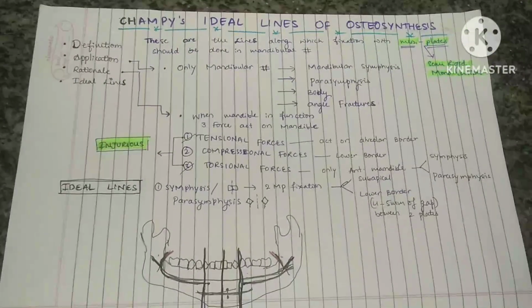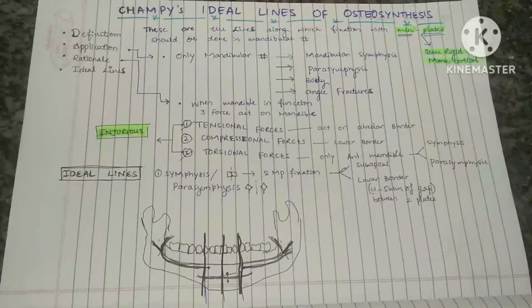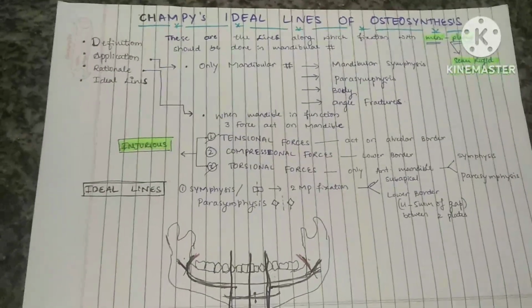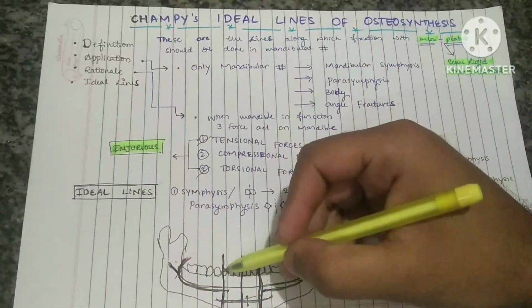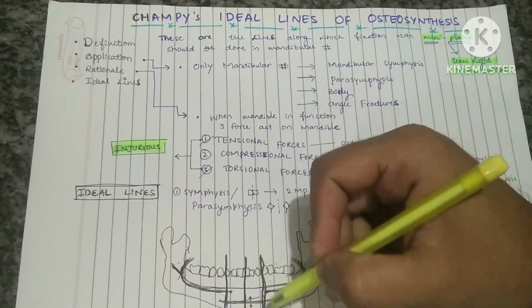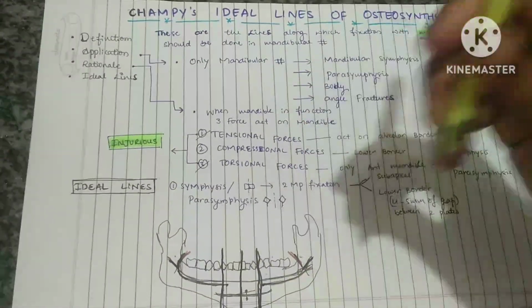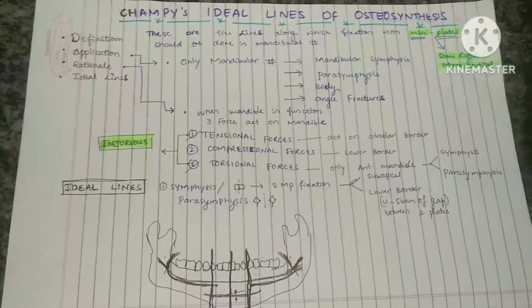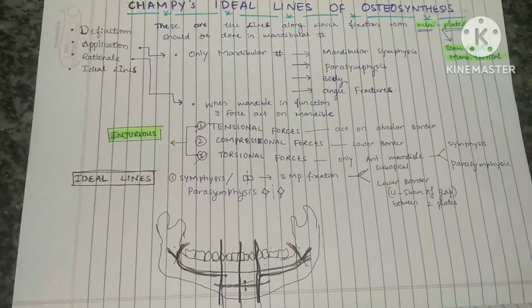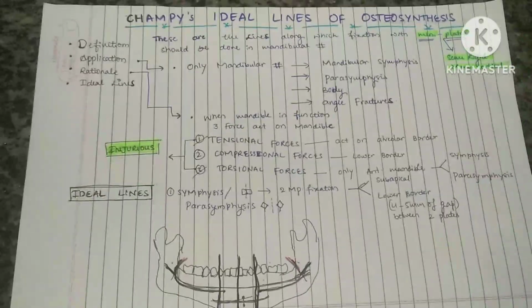And the second one is a parasymphysis fracture. These parasymphysis fractures are those occurring between the canines. Suppose this is the canine; between one canine and the other canine, the fracture lines run. So we are going to fix the mini plates and tighten them. This is the procedure we do.